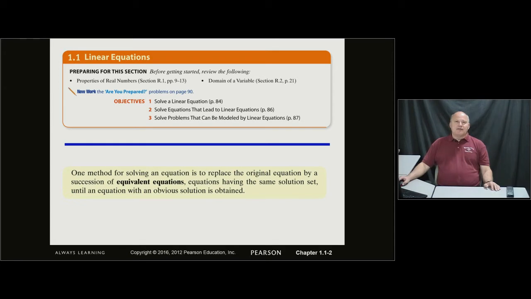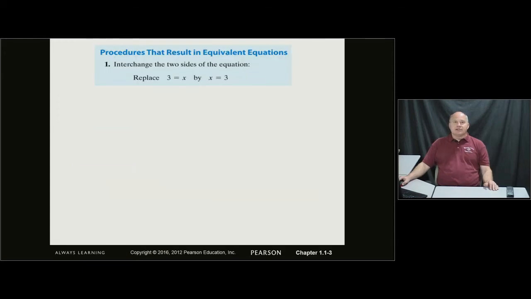It says one method for solving an equation is to replace the original equation by a succession of equivalent equations, equations having the same solution set, until an equation with an obvious solution is obtained. So basically you begin with one equation, you manipulate it into successive equations until you can isolate the variable, or find a way to get the x by itself, in other words. Alrighty, so that's how you would translate that little sentence. Alright, so let's look at this.